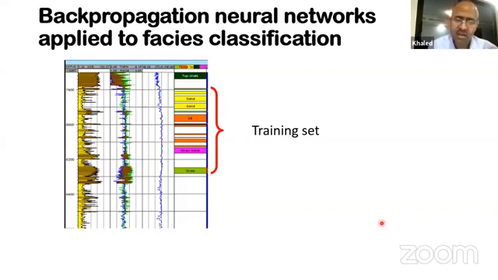Let's say we have one well where we have cores, and the core tells me this interval is sand, this one is shale, this is silt, this is sand, and this is shale. That's what we call the training data set. I have the logs: gamma ray, neutron, density, and sonic. Those are the logs most used for lithology, the gamma ray plus the porosity logs.